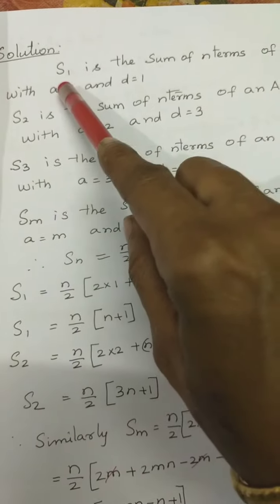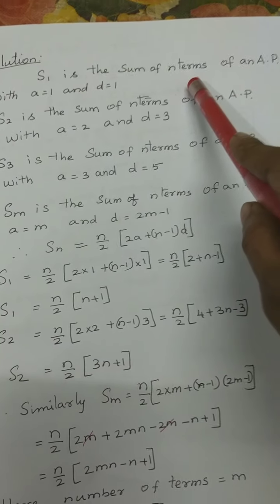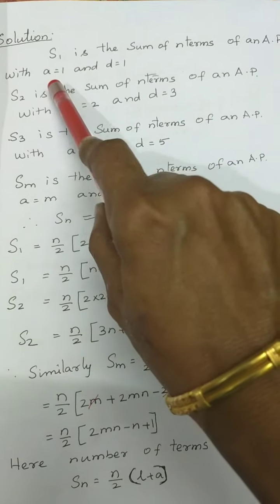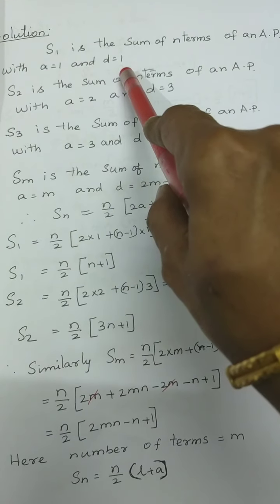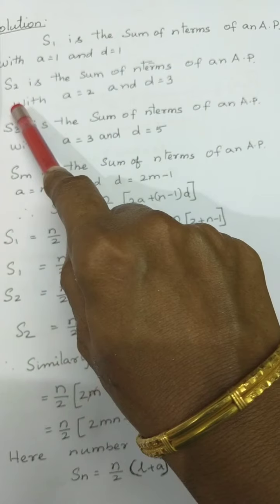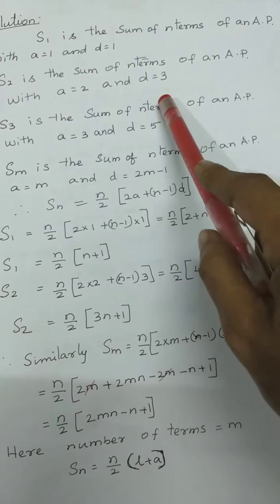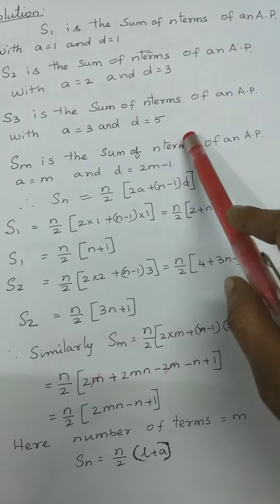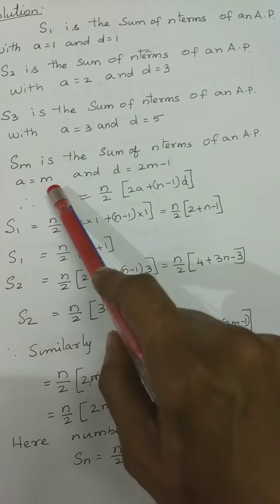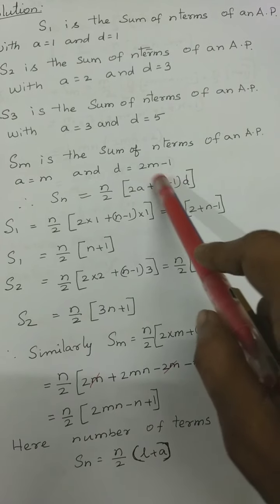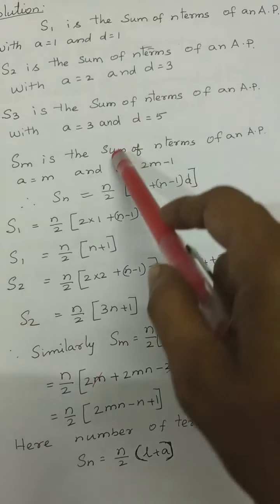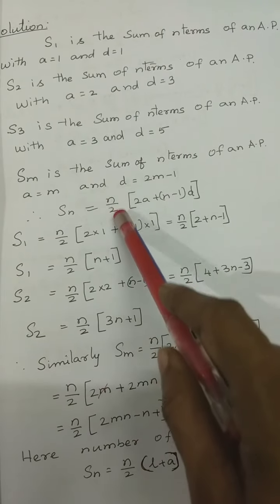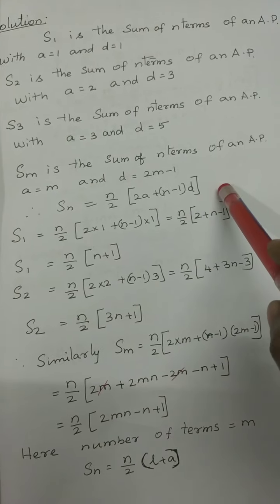Solution. S1 is the sum of n terms of an AP. So here a = 1 and d = 1. For S2, a is 2 and d is 3. For S3, a is 3 and d is 5. For Sm, a = m and d = 2m − 1. This they have given in the question. Now, we shall see Sn = n/2 × (2a + (n − 1)d).